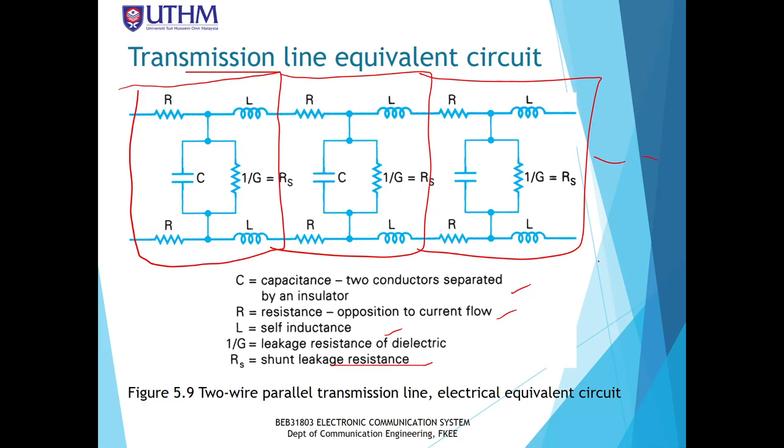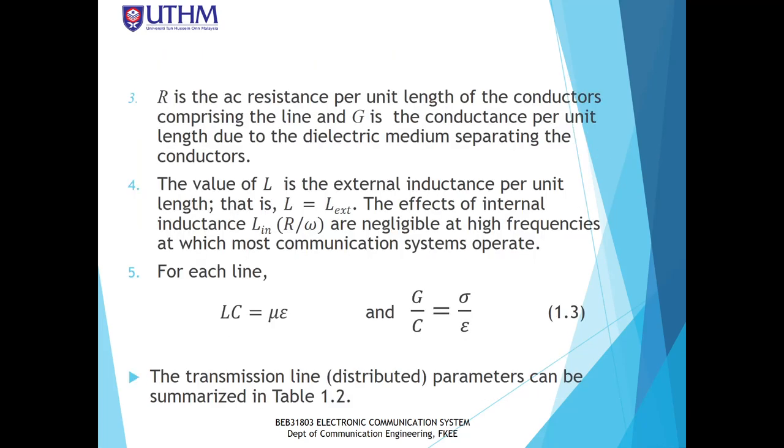Okay. So this equivalent circuit is important for your final exam, where you need to know about the equivalent circuit of the transmission line. So this is the general equivalent circuit for the transmission line. Here R is the AC resistance per unit length of the conductor comprising the line, and G is the conductance per unit length due to the dielectric medium separating the conductors.